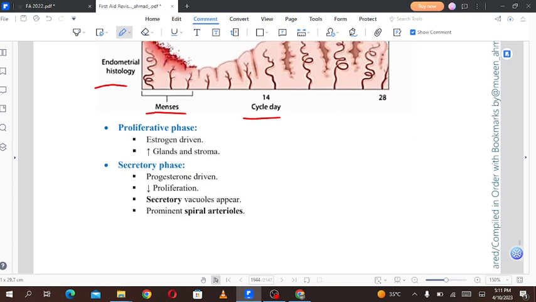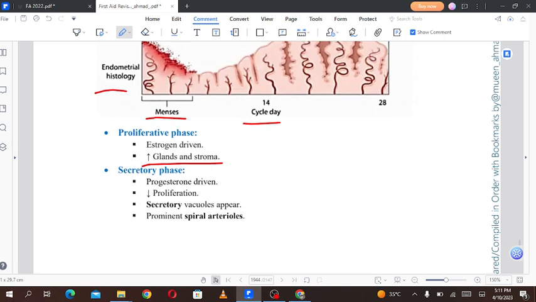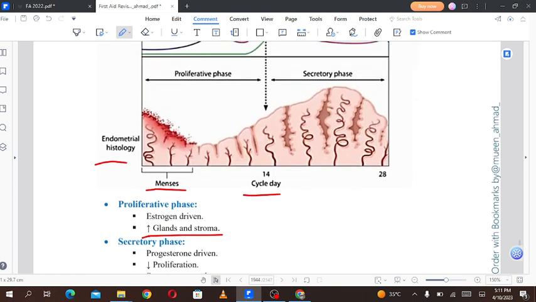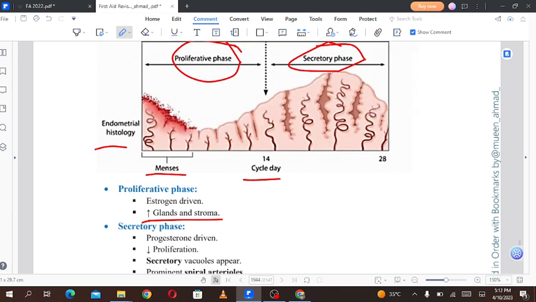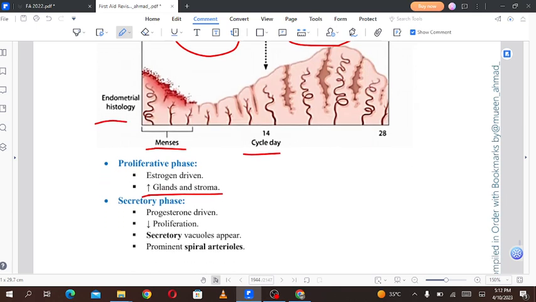Proliferative phase. The proliferative phase is estrogen driven and it increases the glands and stroma. So the proliferative phase is this phase over here. It is driven by the estrogen, and there will be an increase in the glands and stroma. Secretory phase, like this one. The secretory phase is progesterone driven and it decreases the proliferation. Secretory vacuoles appear, and prominent spiral arterioles can be seen, like these over here. These can be seen in the picture.